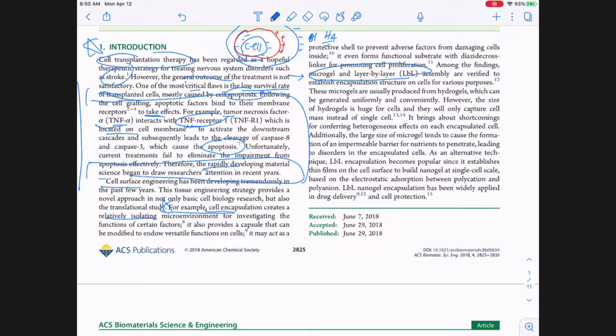Then they also start to define what LBL is. LBL is layer by layer, based on positive and negative charge, electrical interaction. So that is a general introduction to LBL, which is widely applied in drug delivery and cell protection.